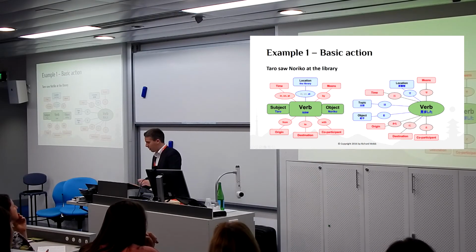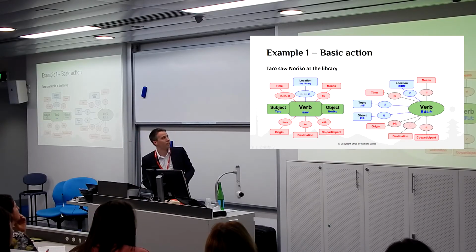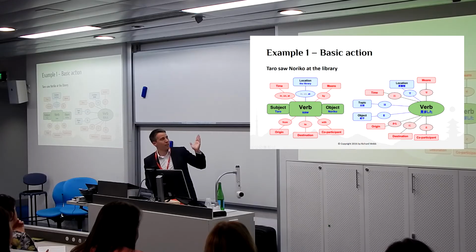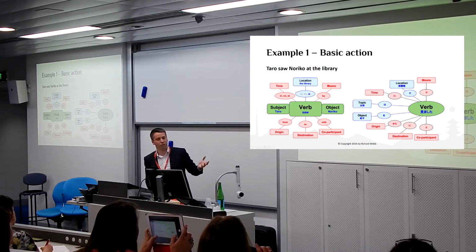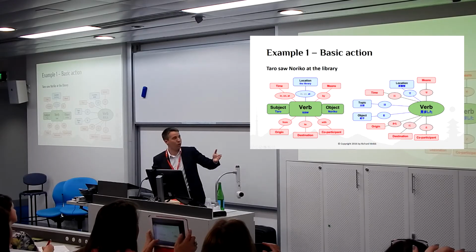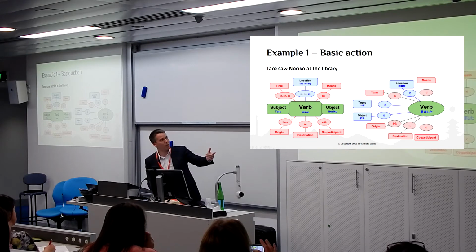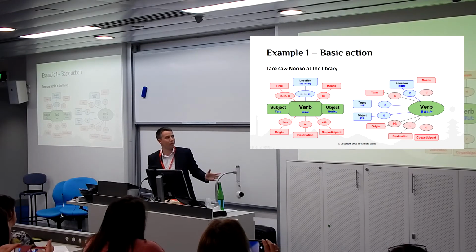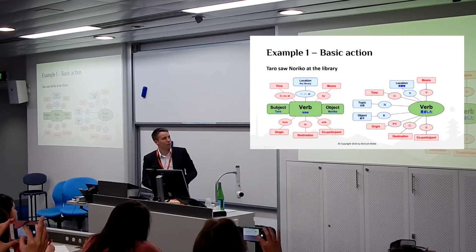So if we look at a basic example of this, I've got Taro and Noriko at the library. In English, again, word order tells us that Taro is the one that saw Noriko. Because Taro comes before the verb, we know that Taro is the one that saw her. And because Noriko comes after the verb, we know that she is the one that was seen. In Japanese, the thing that tells us that information is the particle. The word order doesn't matter.